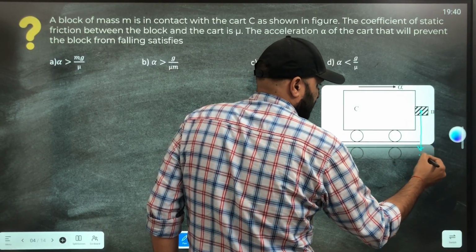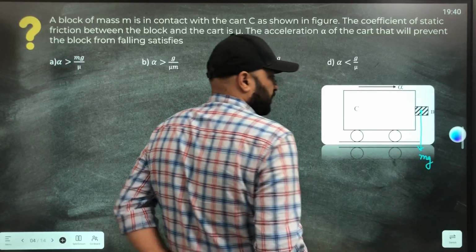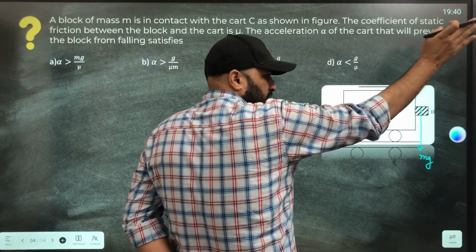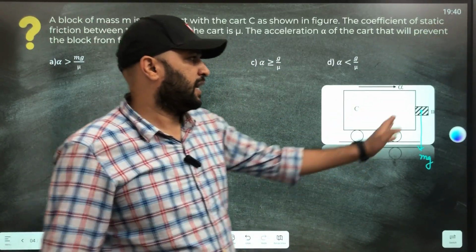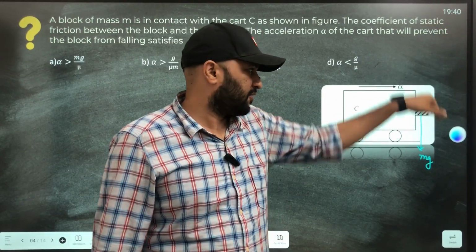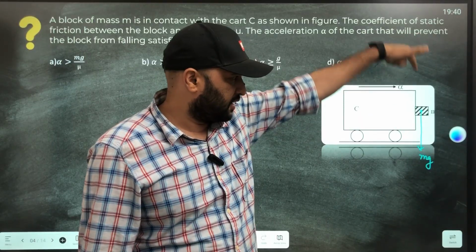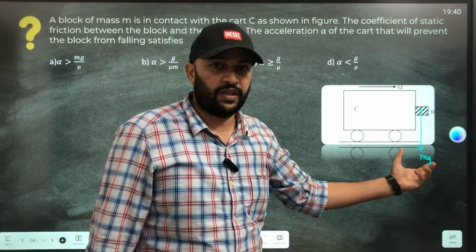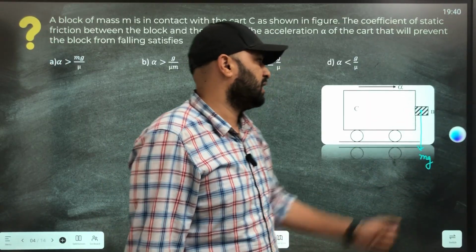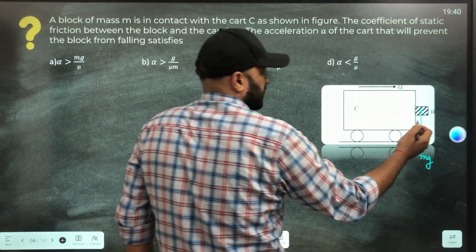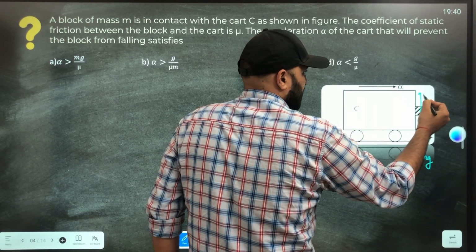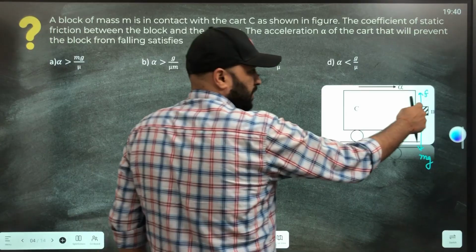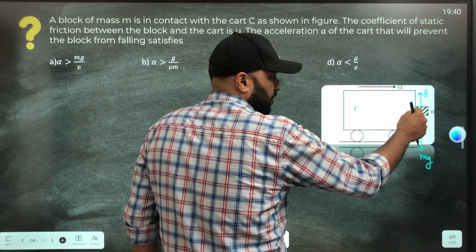Our weight is downward. Let's say this is mg, correct? If something can stop it, because it can't simply fly in the front direction, right? It will have a natural tendency to fall down, and that is weight. There should be something against this weight to keep it at this position, and that must be acting in this direction, and that is nothing but the friction. Clear? Friction between the cart and this block will be in this direction.